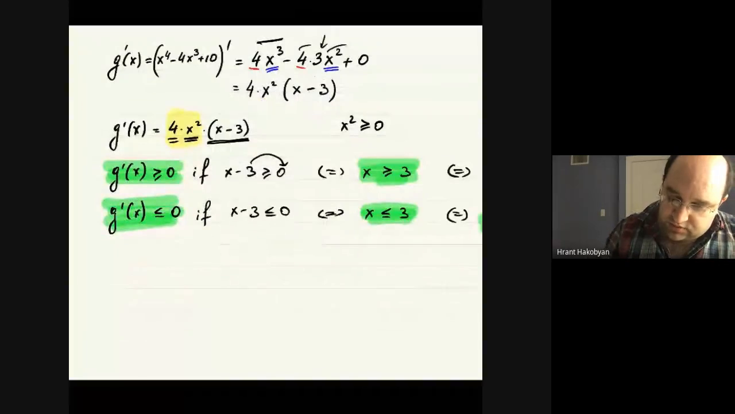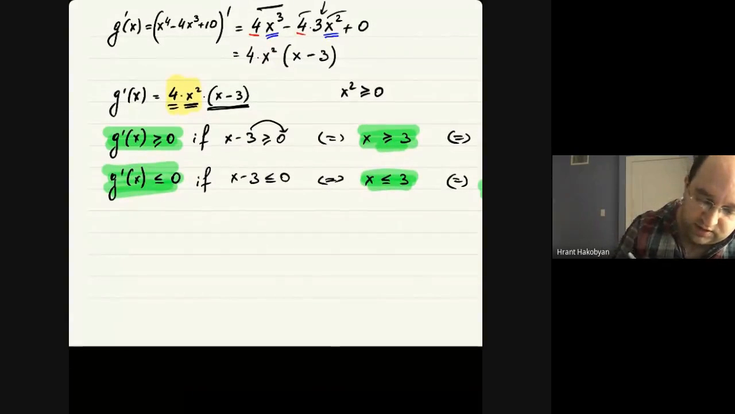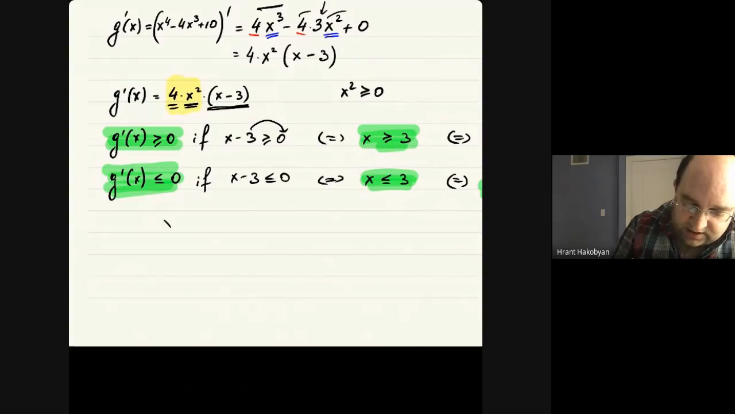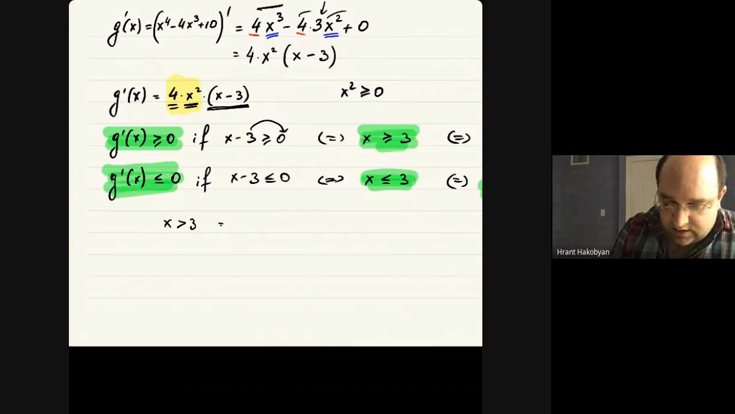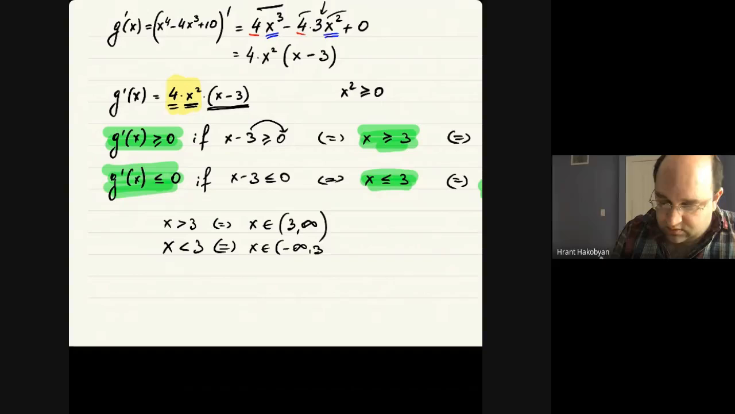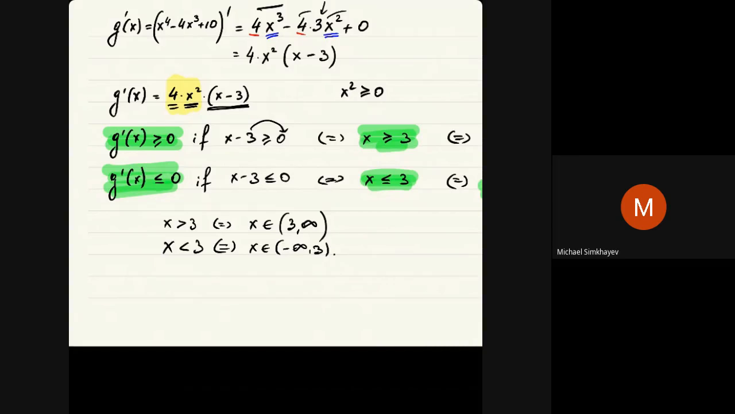So how do I do it into interval notation? Well, we say x is greater than or equal to 3, but you don't have to include the equality. Just write x greater than 3. That's the same thing as saying x is in 3 to infinity. And x less than 3 is the same thing as saying x is in negative infinity to 3. Okay? What about the 4x?